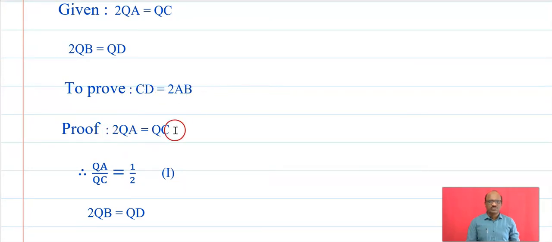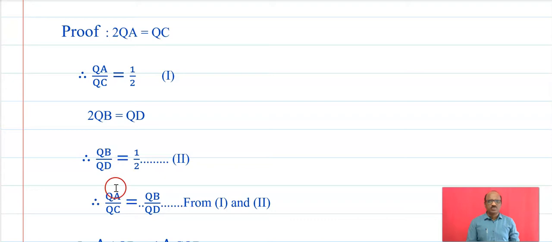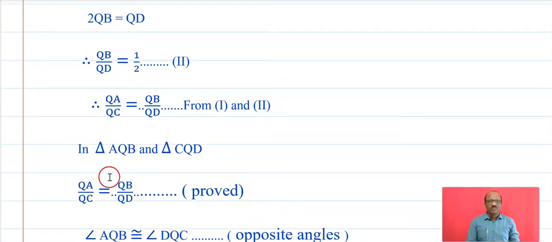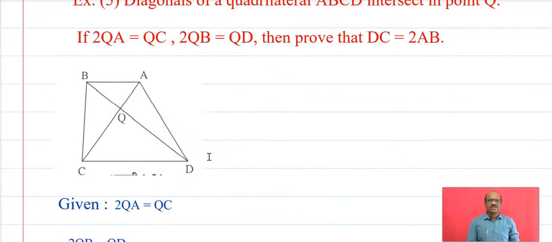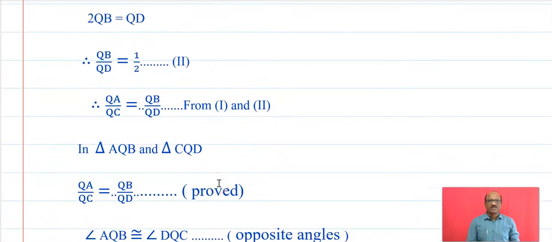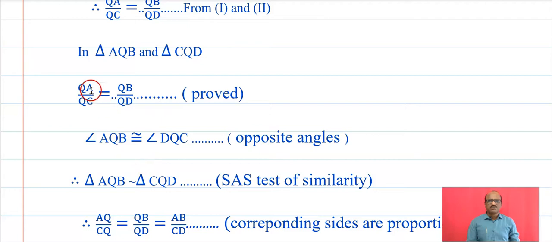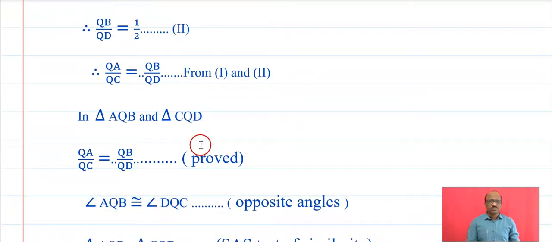2 times QA is equal to QC, that is QA upon QC is equal to 1 upon 2. 2 times QB is equal to QD, that is QB upon QD is equal to 1 upon 2. Now these two ratios are equal. Therefore QA upon QC is equal to QB upon QD, from 1 and 2. Therefore in triangle AQB and triangle CQD, QA upon QC is equal to QB upon QD, which we have just proved.